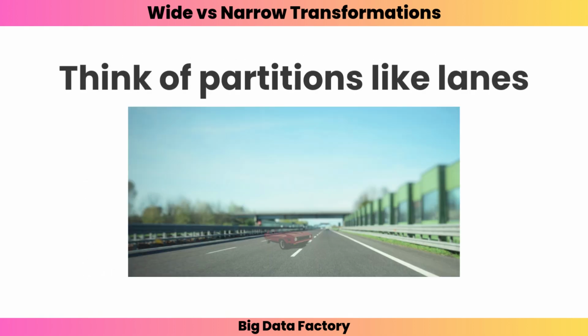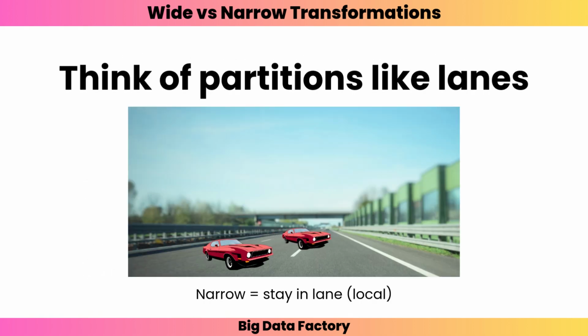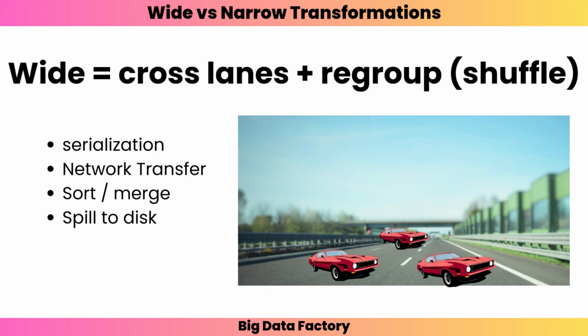Let's make it visual in our head. Imagine each partition is like a lane of traffic on a highway. Narrow transformations are like, do some processing within your lane. Wide transformations are like, everyone must reorganize by destination city. That means cars from every lane must cross lanes and regroup. That regrouping is the shuffle. And shuffle is expensive because it involves serialization, network transfer, sorting and merging, sometimes spilling to disk. So wide transformations are not bad. They are just the ones you have to treat carefully.